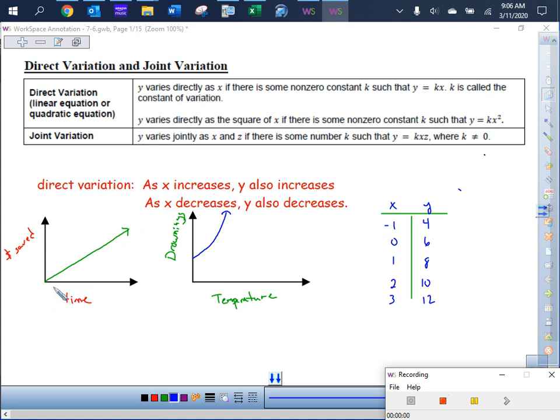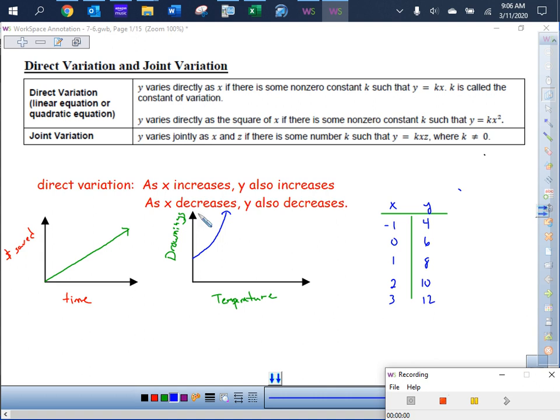Here's some examples. As time increases, you see that time I have on the x-axis, the amount of money someone saves could also increase. You see a direct variation relationship with that. As time increased, same thing with money saved. Or another example is as the temperature outside increases, the number of drownings goes up also, because more people are swimming. So there's a direct relationship with temperature and drownings in that case.